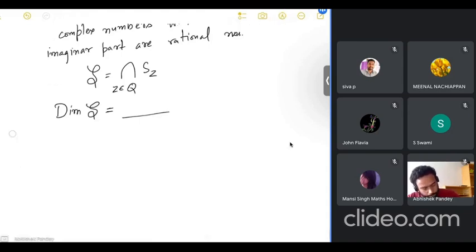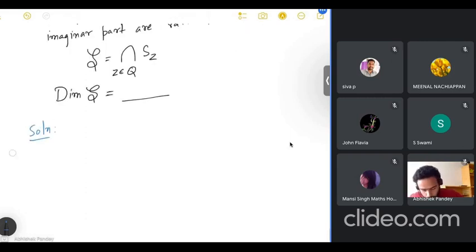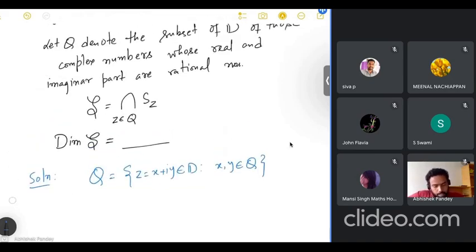Let us see the solution. Basically, what is this set S? You take any rational number, define the set Sz, and take the intersection of all those things. Q is z equals x plus iy belongs to D such that x comma y belongs to Q. So let us see, what is Sz for a fixed z?